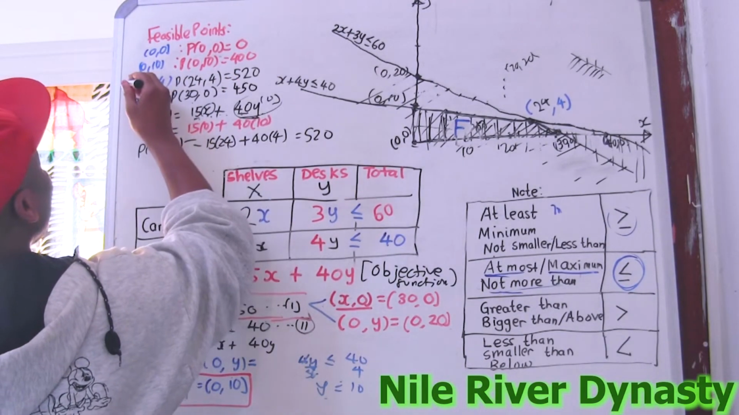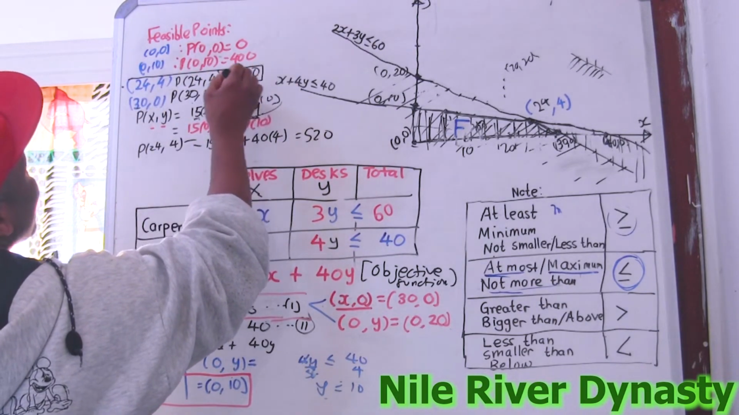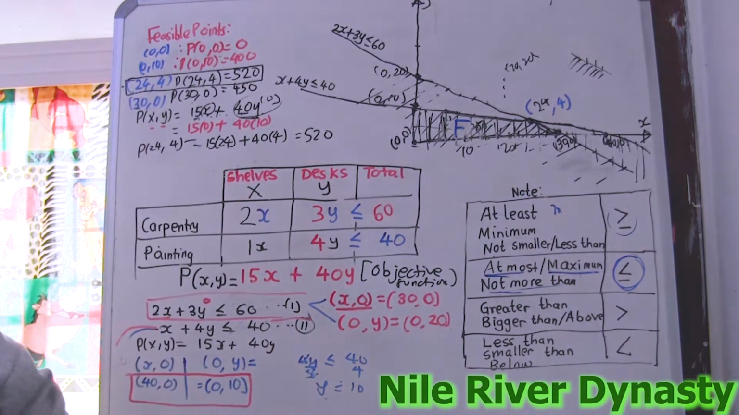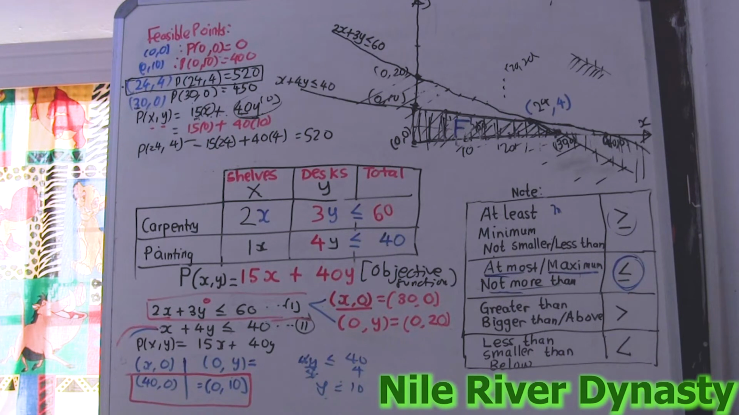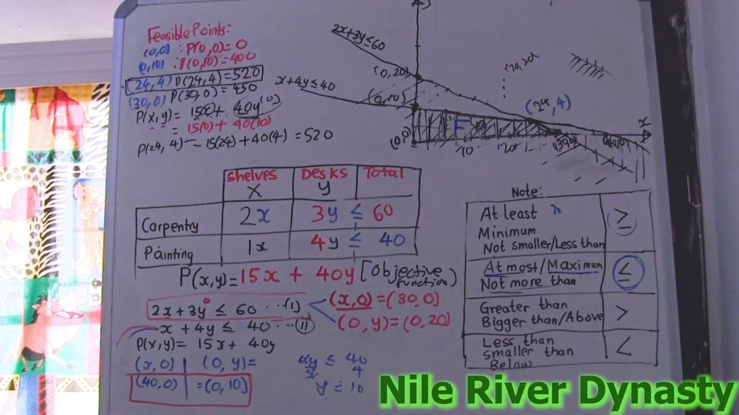So we see this is the feasible point that is going to give us the maximum profit. You know what I'm saying? That's going to give us the maximum profit. Just a minute, let me check again. Make sure, 24 and 4, 24 and 4.